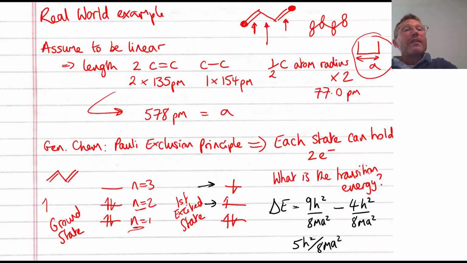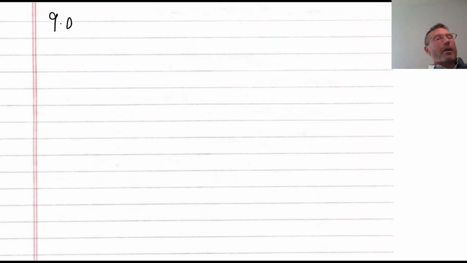Of course, we know the mass of an electron. We know what A is in this particular case. And the answer comes out to be 9.02 times 10 to the negative 19 joules. That's equal to h nu, which is equal to hc over lambda.